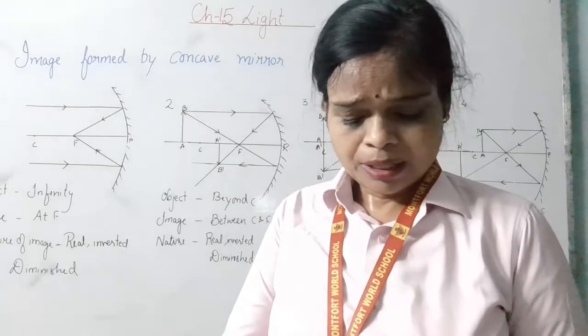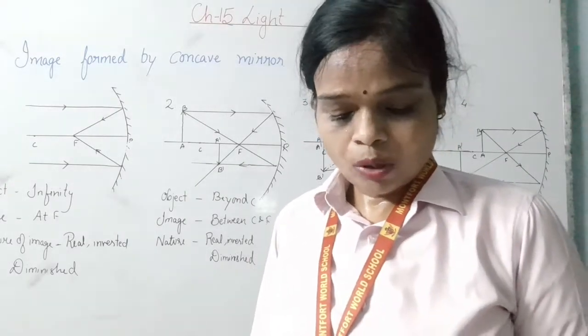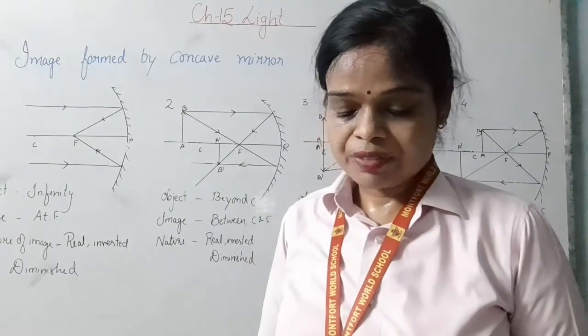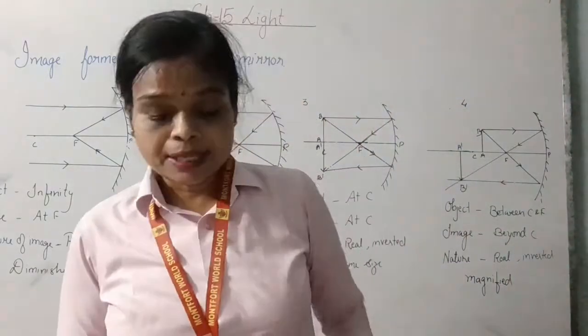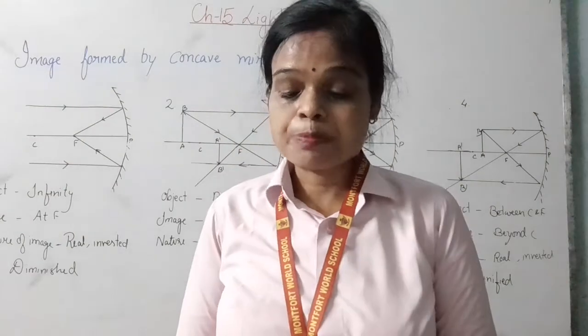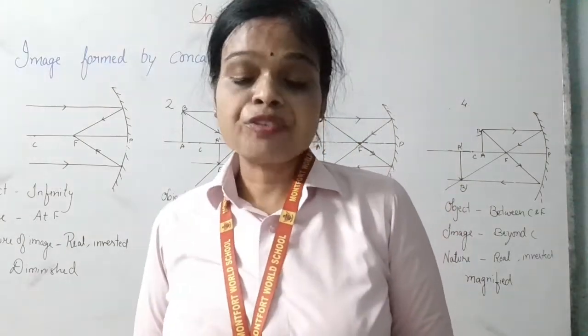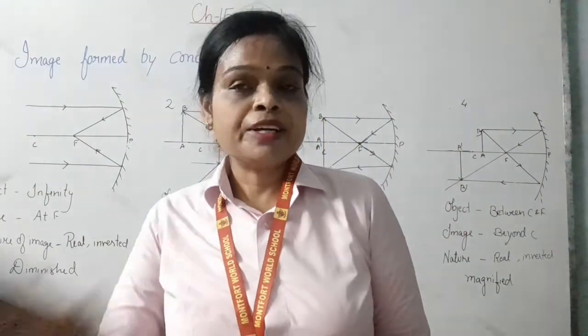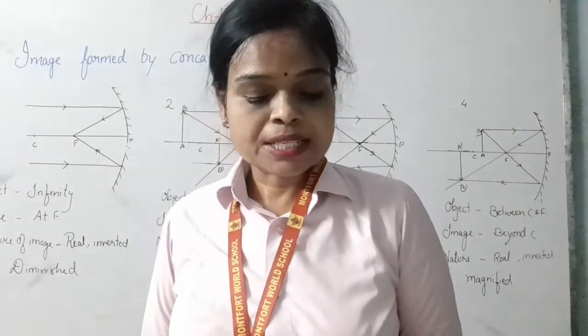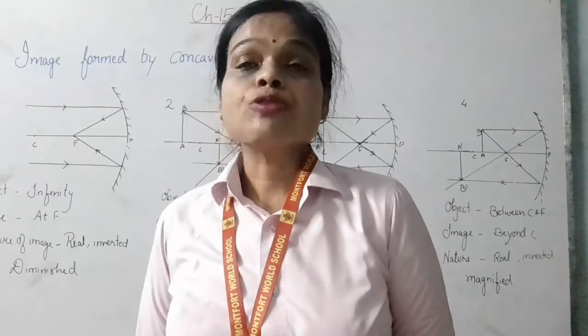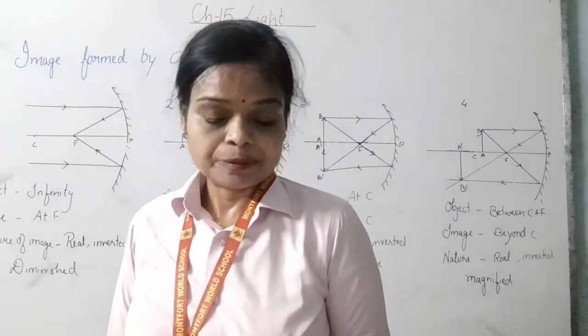Next, in what kind of surface can we see the clear reflected image of an object? A clear reflected image can be seen in a smooth reflecting plane surface. If it is a smooth reflecting plane surface, you can see a clear reflected image of an object, like a plane mirror.